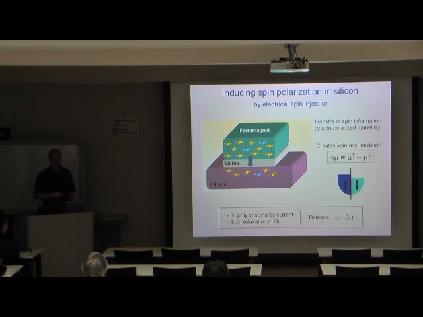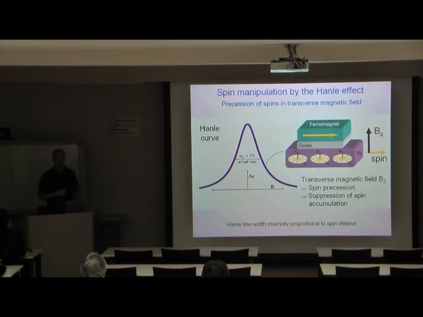In simple theory, the magnitude of the spin accumulation is given by the rate with which you inject spin polarized electrons into the silicon and the balance of that with spin relaxation, which tends to reduce the spin accumulation in the semiconductor to zero. The balance of these two processes determines, at least in simple models, the magnitude of delta mu. What we're going to do in our experiment is also manipulate the spins with an external magnetic field.